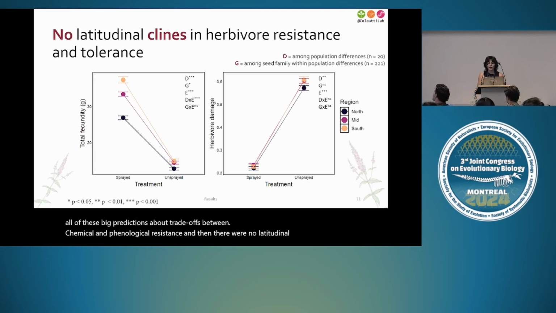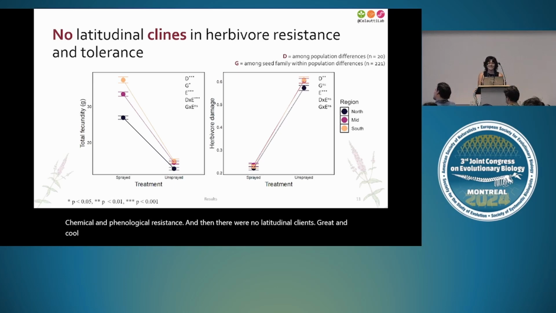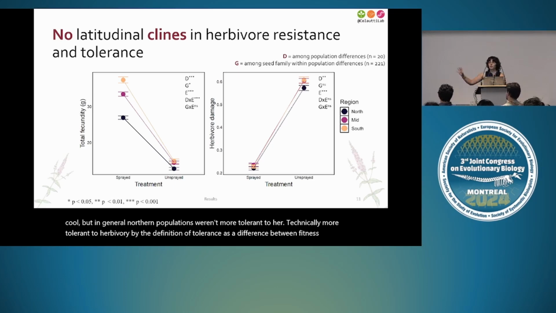Great and cool. But in general, northern populations weren't more tolerant to herbivory, or they were technically more tolerant to herbivory by the definition of tolerance as a difference in fitness between the sprayed and unsprayed treatments, but this is more a function of the fact that those northern populations were constrained to flower smaller, so they just had less to lose in the absence of herbivory.